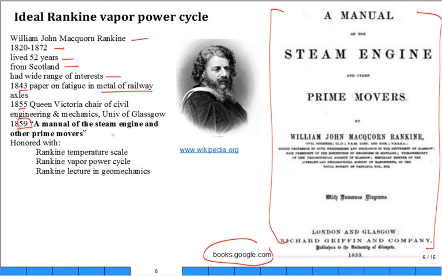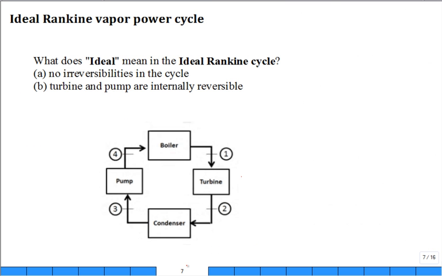A manual on the steam engine and other prime movers. He's remembered and honored by his name attached to that temperature scale, the Rankine temperature scale. Also, here is the vapor power cycle. And there's even a lecture series in geomechanics with an honorary award in his name. There are other things. It's a long list, but this is why we are honored to call it the Rankine vapor power cycle.